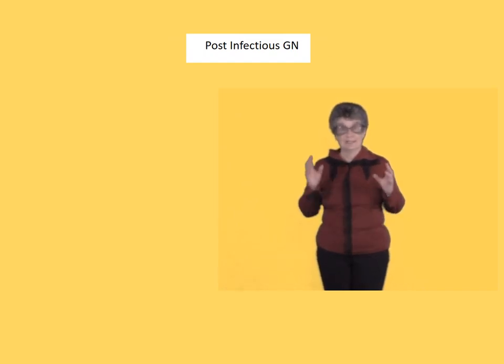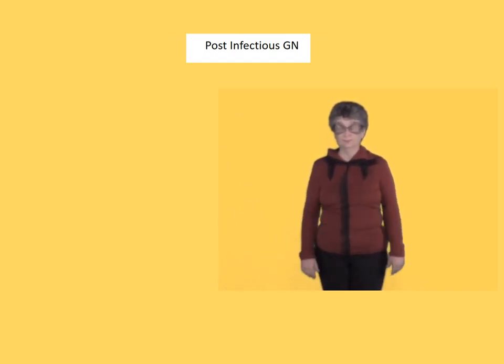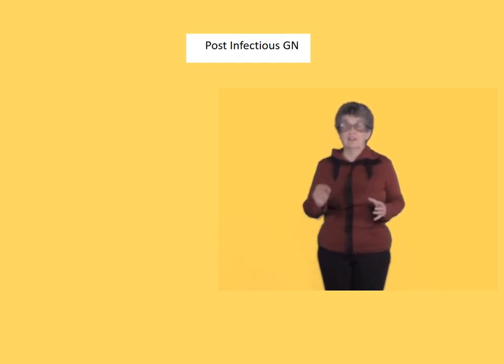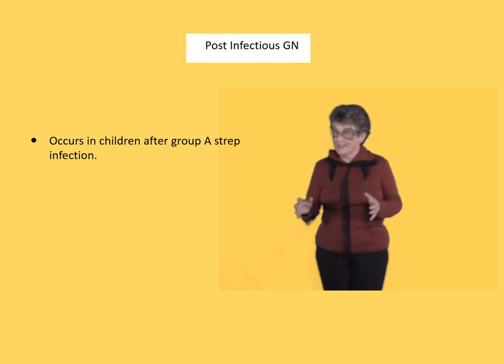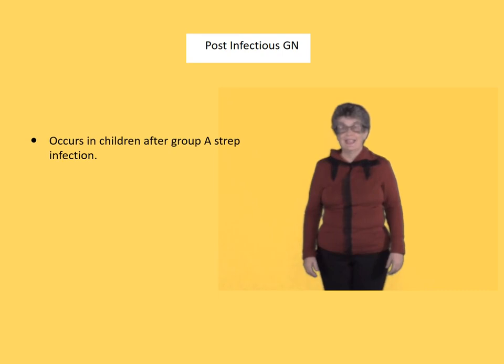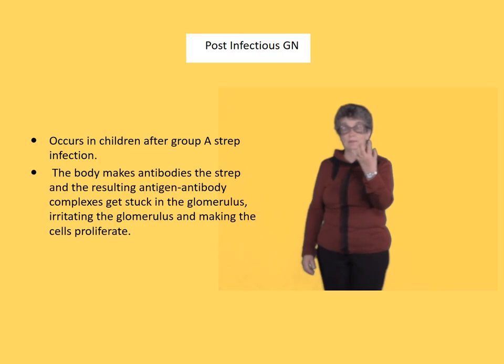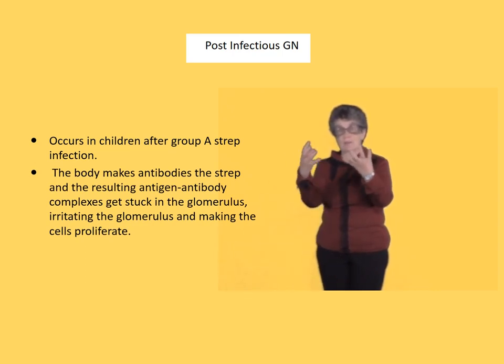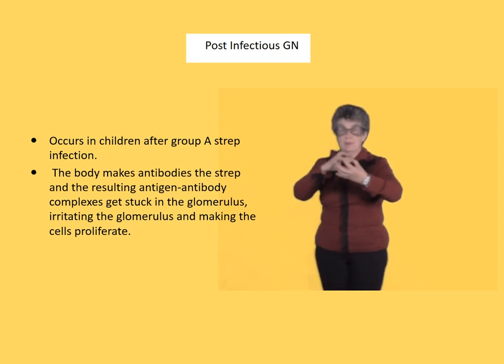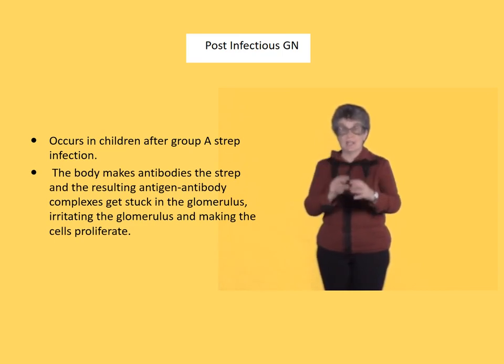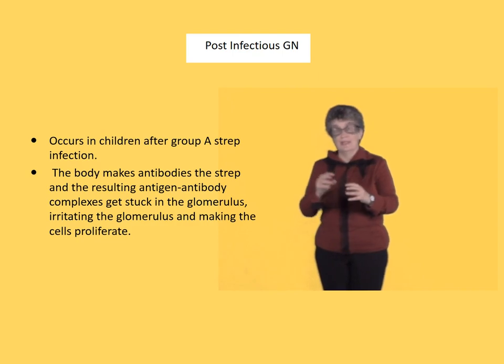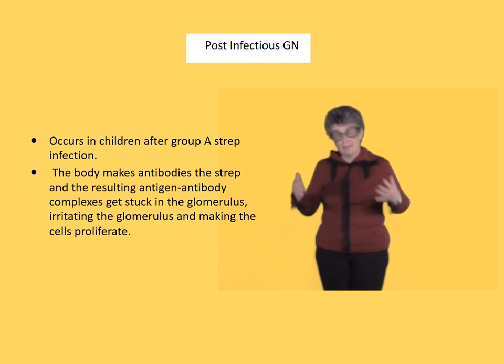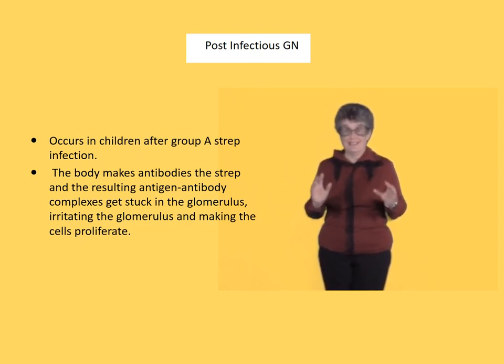Postinfectious glomerulonephritis is an important disease in children. It occurs after group A strep infection, just like rheumatic fever, but the pathogenesis is completely different. In post-infectious GN, the body makes antibodies to the strep. Now the antigens from the strep, they combine with the antibodies, forming these big lumps of protein which get stuck in the glomerulus. These irritate the glomerulus and make the cells proliferate and attract lots of inflammatory cells as the complement system is activated.